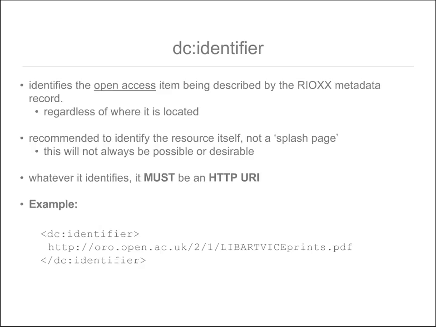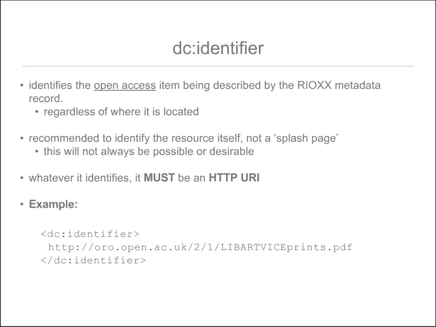The recommendation is to identify the resource itself and not a web page which contains metadata about that item, which is again a fairly common approach in repositories and which is very unhelpful, particularly for systems which are automating the discovery and access to papers, for example. Very importantly, whatever it identifies, it must be an HTTP URI. Now, this is something which I'm very pleased that we did, and I think the impact of this will be quite considerable.